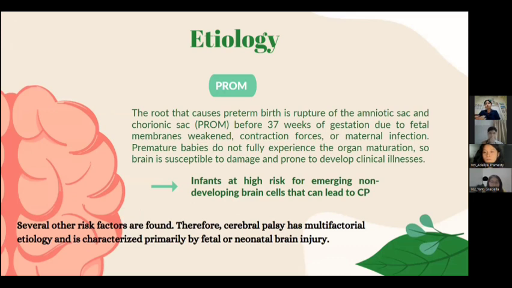The next one is PROM. The root that causes preterm birth is rupture of the amniotic sac and chorionic sac before 37 weeks of gestation due to fetal membranes weakened, contraction forces, or maternal infection.